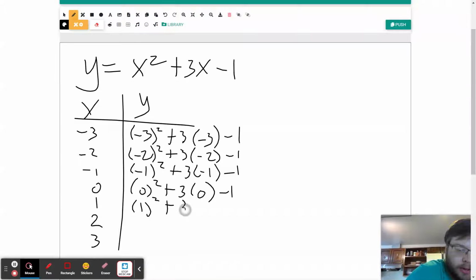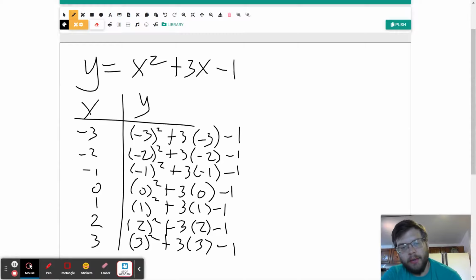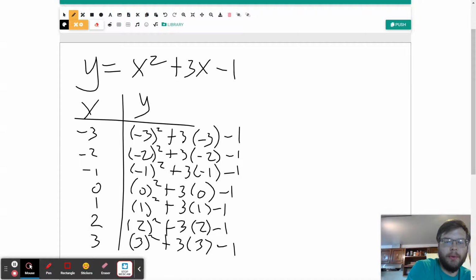1 squared plus 3 times 1 minus 1. 2 squared plus 3 times 2 minus 1. 3 squared plus 3 times 3 minus 1. Notice that the constants are staying the same. The 3 and the minus 1 are the same in every single line of this table. It's the x, the variable, that changes. That's why we call it a variable.